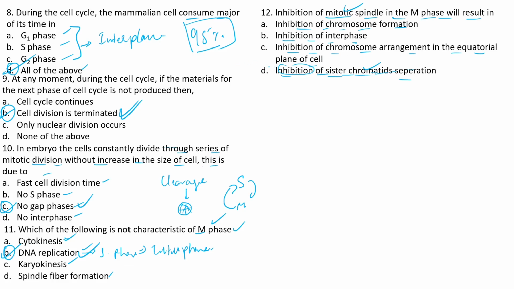So the more appropriate answer for this question is D, that is inhibition in the separation of sister chromatids. That is the event which is more directly dependent on the spindle itself.